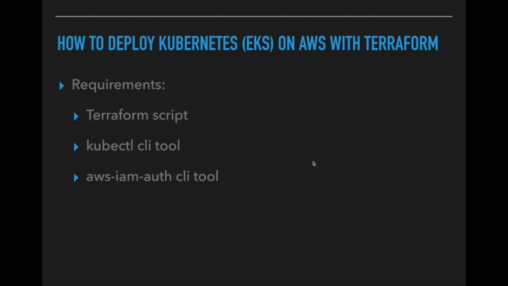And the prerequisite to do this, we need a Terraform script. We already know what a Terraform script is and what details it contains. Basically, how many EC2 instances we need for our Kubernetes cluster, and security groups and IAM roles and policies and auto-scaling group details. Everything has to be defined.